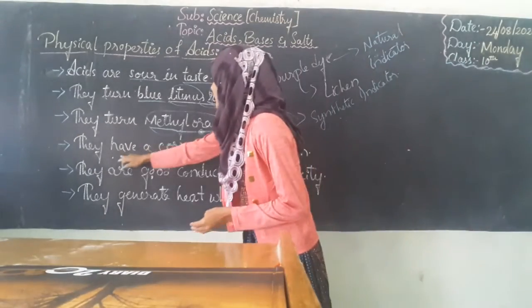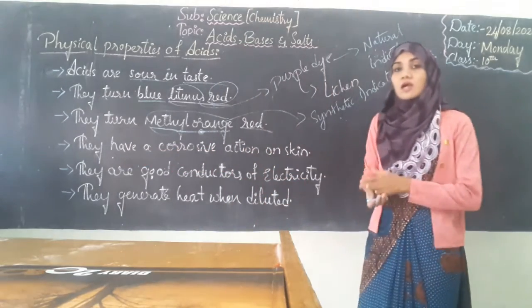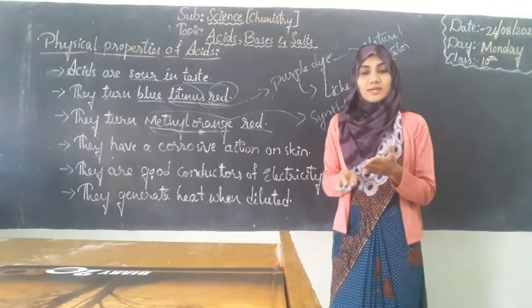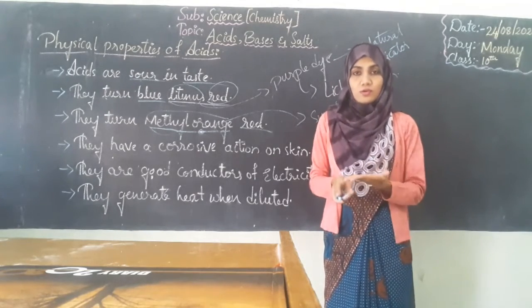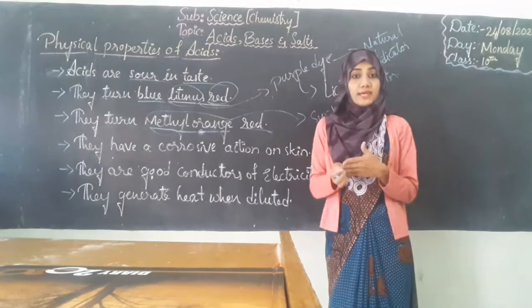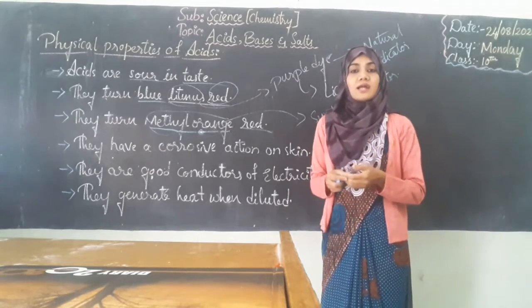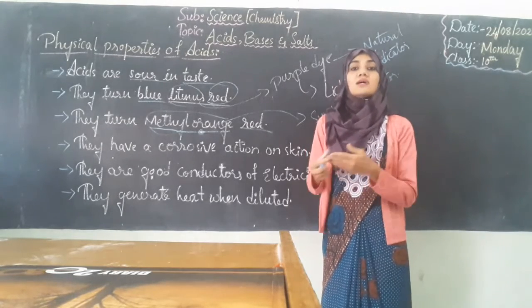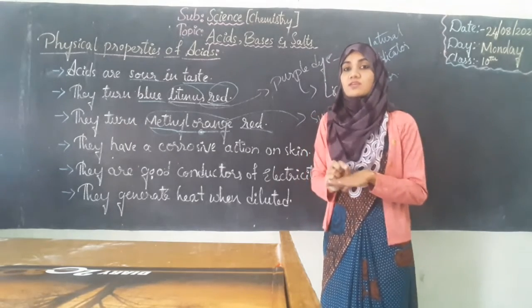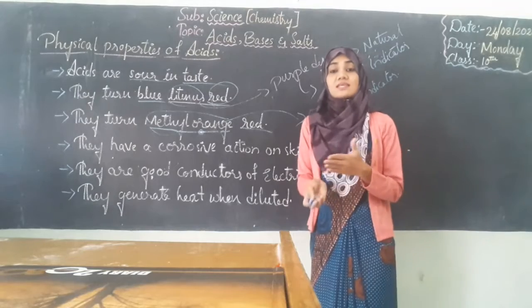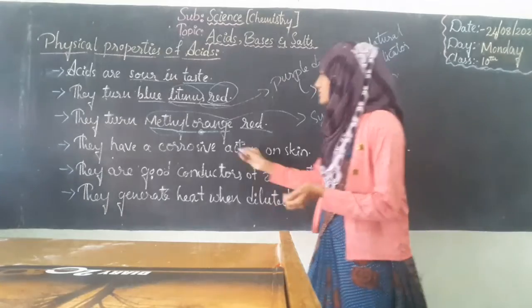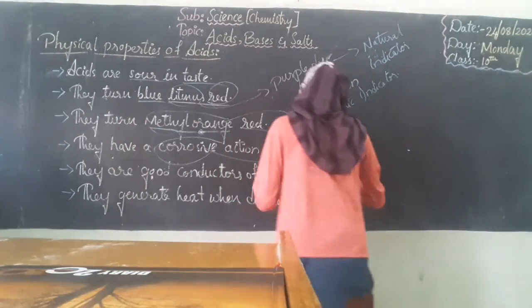Next, they have a corrosive action on skin. Commonly you might have used acids in your homes for basic cleaning of washrooms and bathrooms, right? We have to be very careful while cleaning anything with acids, because if it suddenly falls on the skin, it causes corrosion on the skin. Corrosive means it is highly reactive, that it will damage the living tissues of our skin. So corrosive is nothing but highly damaging.